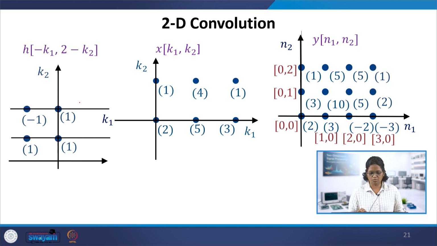Okay, so that is 1. This is one sample, and this sample, because there is no other sample here, would result in 1 here. Similarly, if we continue this operation, we would get the product, or the convolved sequence. Here it is 2, 3, minus 2, minus 3, and 3, 10, 5, 2, 1, 5, 5, 1 in this fashion.